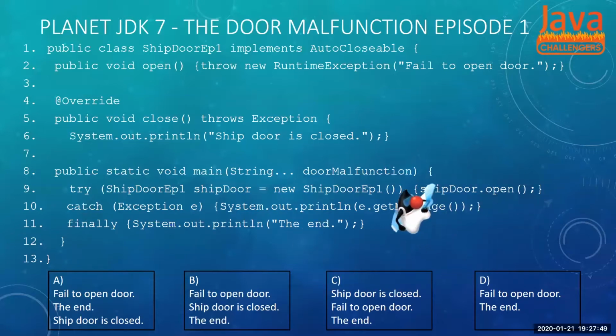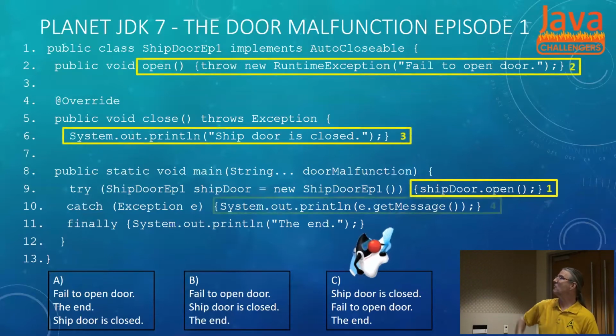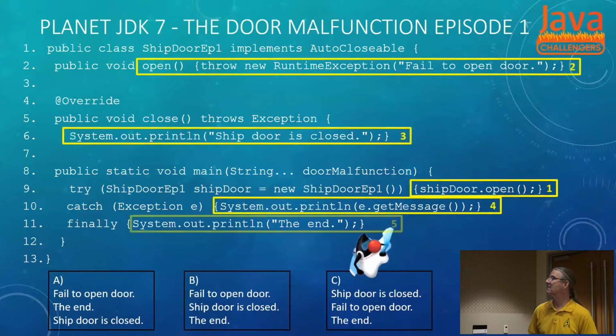Okay, Duke's coming in, and it's C. There we go. So ship door open is the first one. Throw a runtime exception, but we must override our close. Got to get executed, and then we're down to system out and system out the end. So this is an interesting feature, is that we're implementing AutoCloseable. So the close is going to happen. Okay, so interesting. Yeah, Spock would say that. Or maybe fascinating.